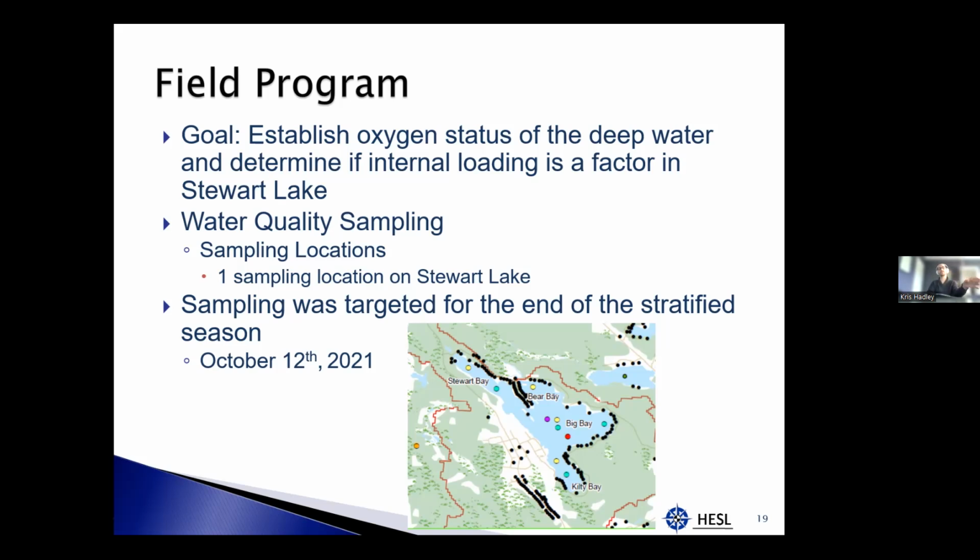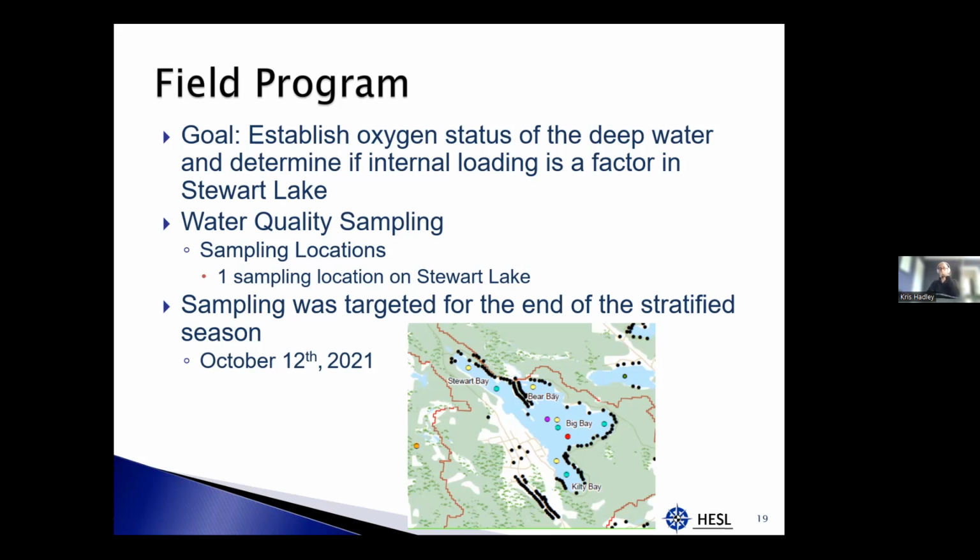Because if internal loading was something that was not occurring in the past but is occurring now was an issue, we could have a situation where that released phosphorus, even though it's not necessarily being measured in annual measurements in spring, could be contributing to the algal blooms we're seeing.